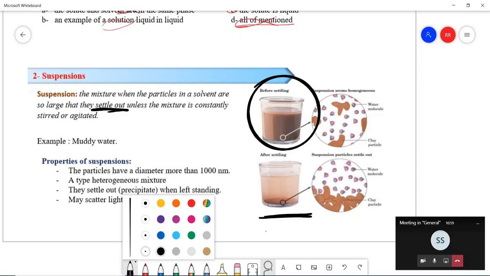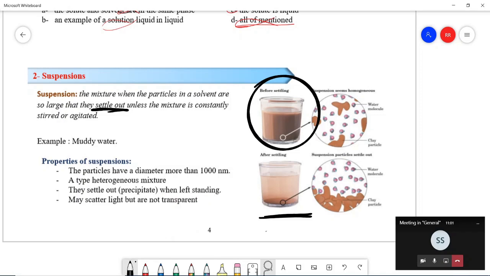You can see that the big particles are at the bottom of this container, and the very small particles are here. But the big particles have been separated. When you see this separation, this precipitation, or what we call settling out, this is a suspension. Example: muddy water is a suspension. So anything that has large particles that precipitate at the bottom is called a suspension.